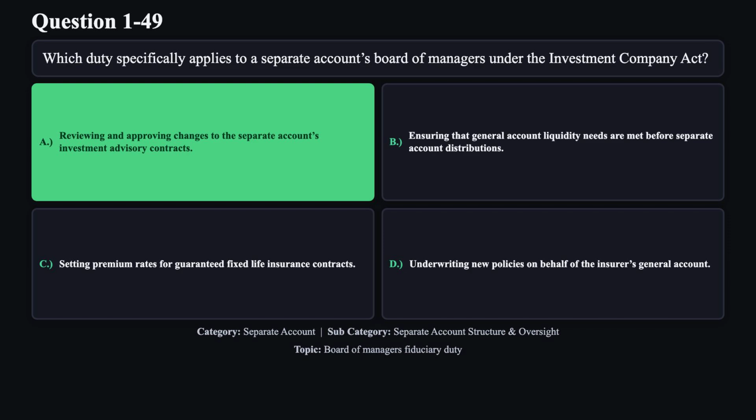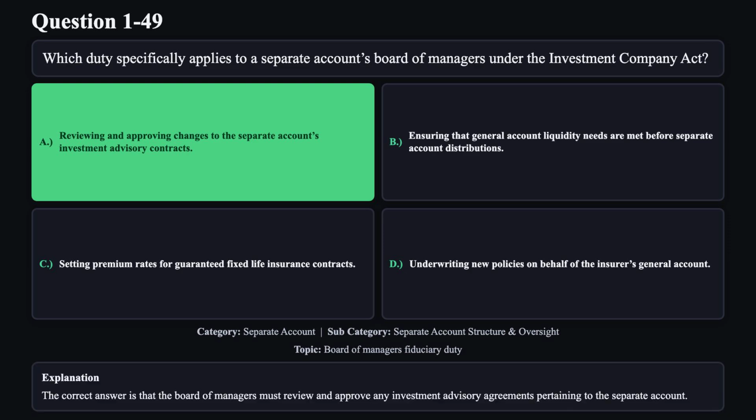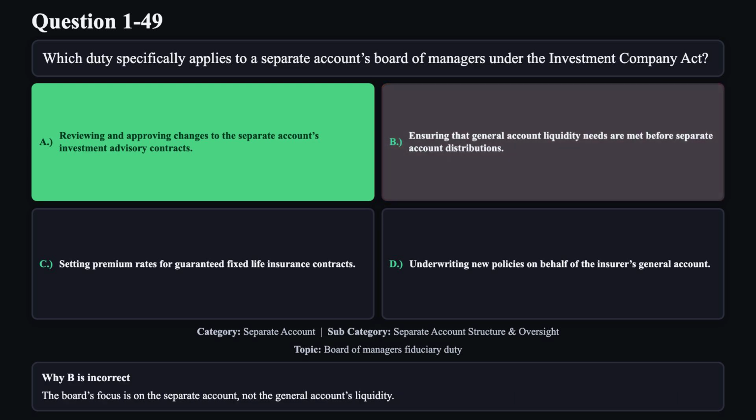The correct answer is A. The correct answer is that the Board of Managers must review and approve any investment advisory agreements pertaining to the separate account. Reason B is not correct. The board's focus is on the separate account, not the general account's liquidity.